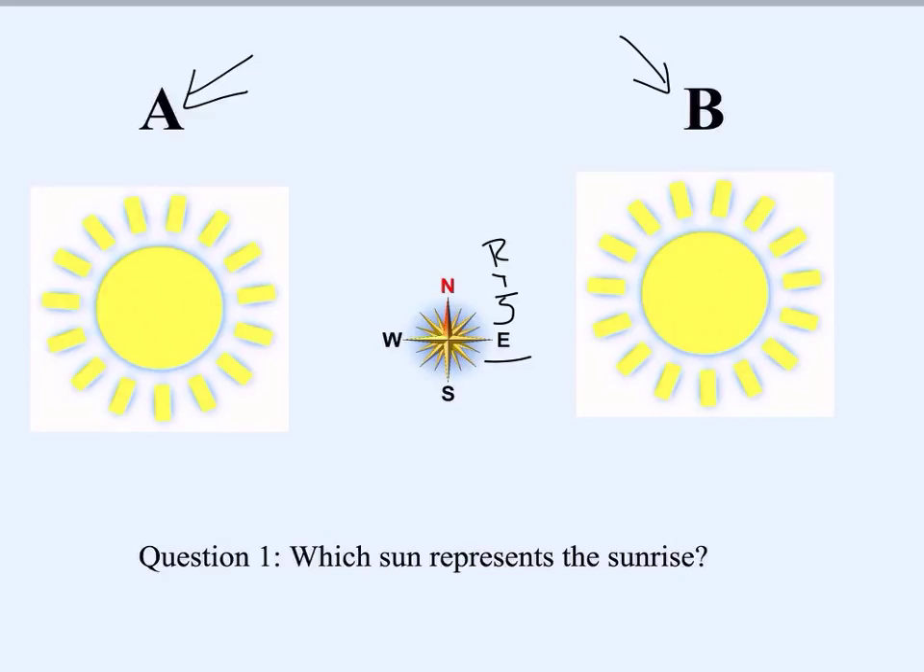Great job. So where does the sun set? Great job. The sun sets in the west. Now it's time to answer question 1. Which sun represents the sunrise? By this point you should have an answer, whether sun A or sun B represents the sunrise. Make sure you write down your answer on the handout provided. So which one ends up representing the sunrise? Great job, sun B.